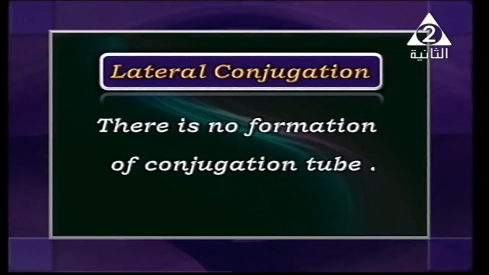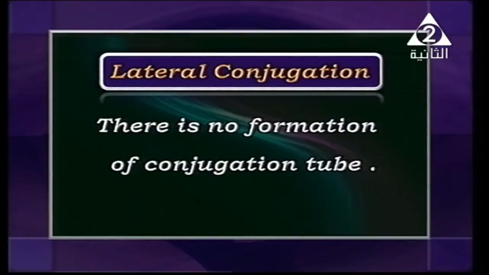There is no formation of a conjugation tube in lateral conjugation. So we have two differences between scleriform and lateral conjugation. In scleriform, there is a conjugation tube, and it happens between two different filaments. In lateral conjugation, it occurs in the cells of the same filament and there is no conjugation tube.